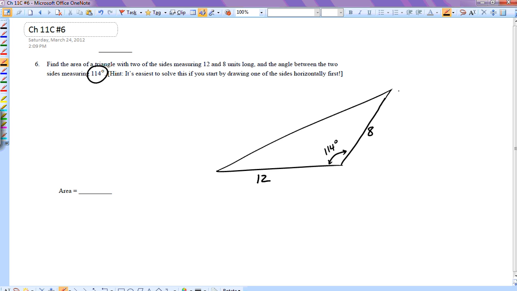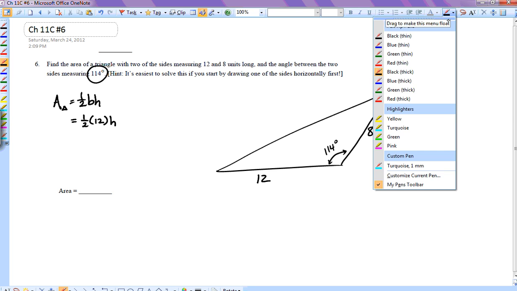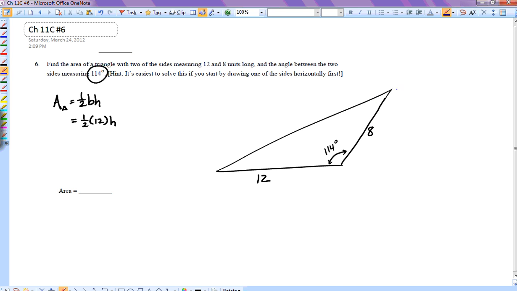Okay, so we remember area of a triangle, 1/2 base times height. Well, we know the base already is 12. So really all we need is the height here. Well, to figure out the height, we want to figure out how far that is from the base, from the ground.